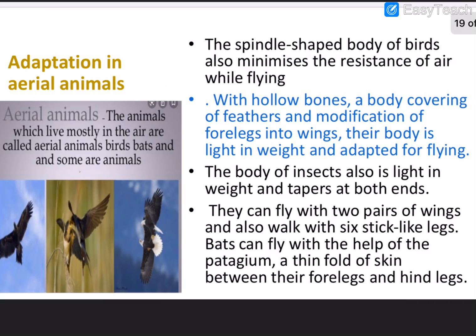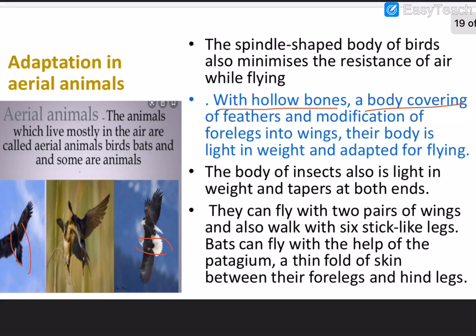Next we are going with the adaptation in aerial animals. Aerial animals means animals which mostly live in the air, which can fly, like birds and bats. The spindle shaped body of birds also minimizes the resistance of air while flying. Resistance means they can fly easily without any resistance to their movement. So the shape of the birds is like a spindle, so that they can move easily in air with high speed.